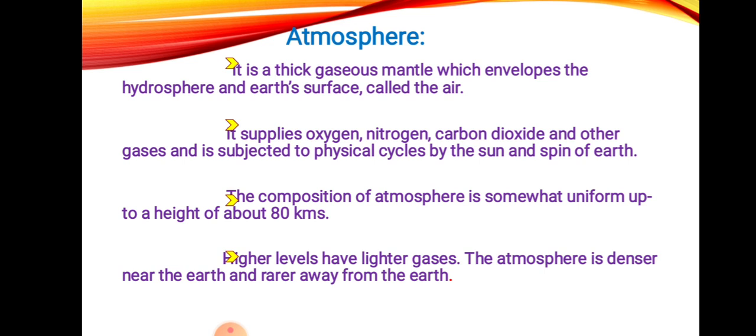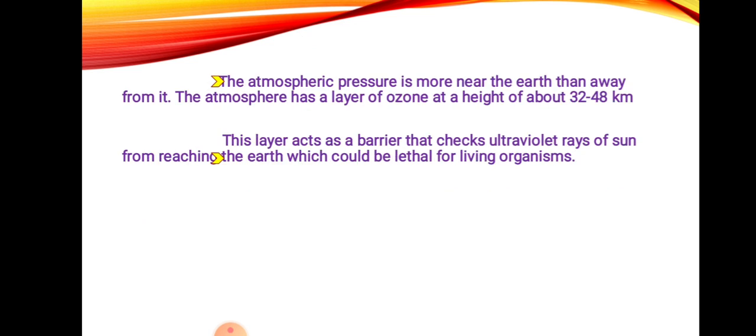The composition of the atmosphere is uniform up to a height of about 80 kilometers. The higher levels have lighter gases, and the lower levels have denser gases. So the atmosphere is denser near the earth and rarer away from the earth. Continuing with the atmosphere, the atmospheric pressure is higher near the earth than away from it.